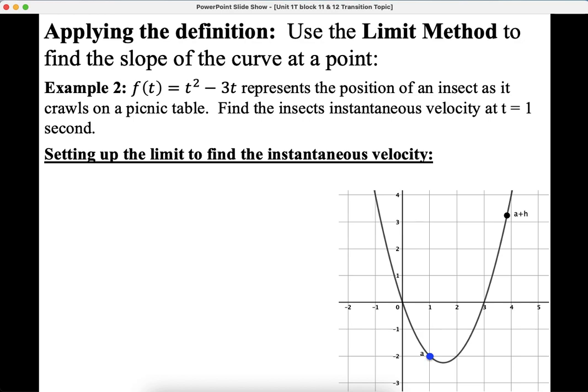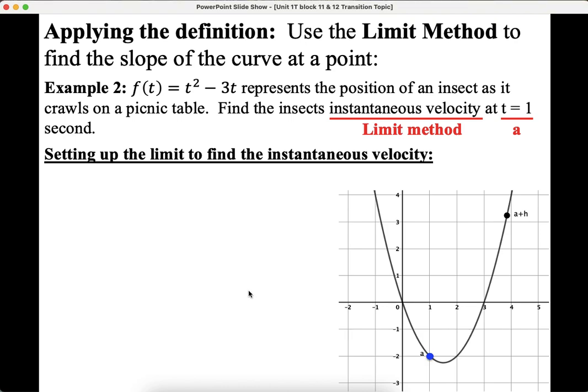We know it should be -1, right? We saw that in the video. So we have this function, t squared minus 3t, and that's the position function here. That's the parabola. And we want to find the instantaneous velocity of the bug at time t equals 1. So we want the slope of that tangent line. So like I said, I call this the limit method.